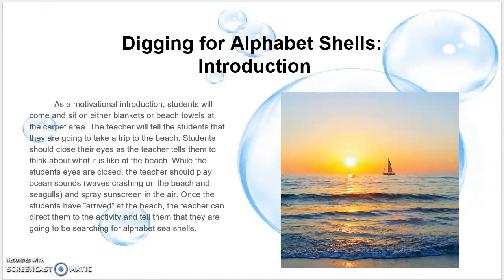While students' eyes are closed, the teacher should start to play ocean sounds such as waves crashing on the beach and seagulls squawking. Sunscreen can be sprayed into the air so that the students can really visualize themselves at the beach. Once the students have arrived at the beach, the teacher can direct them to the activity and tell them that they are going to be searching for alphabet seashells.